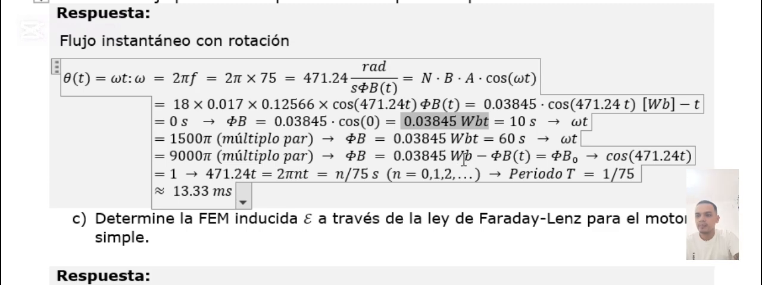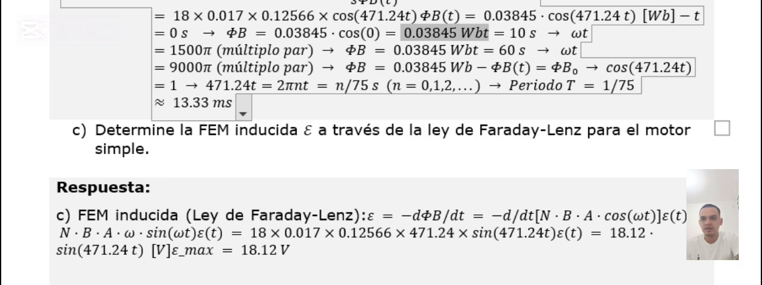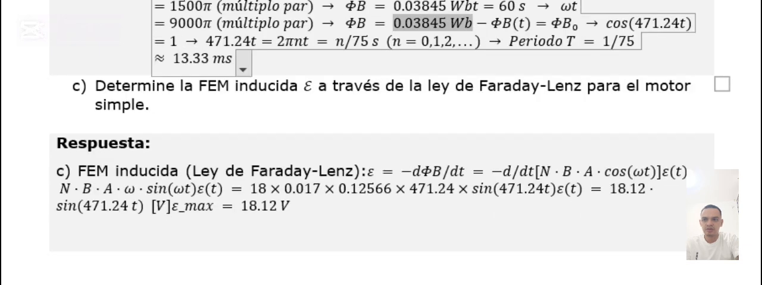To find the exact times when the instantaneous flux is equal to the initial flux, I use this expression. This happens when cos Wt is equal to 1. Solving for time gives t equals n over 70, where n is an integer. The fundamental period of rotation is this result.